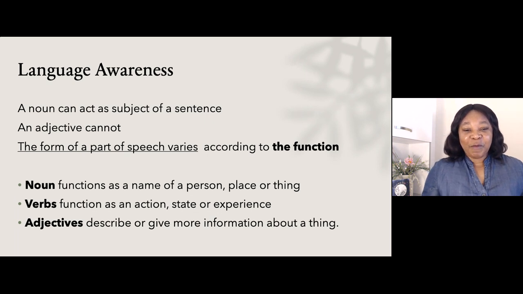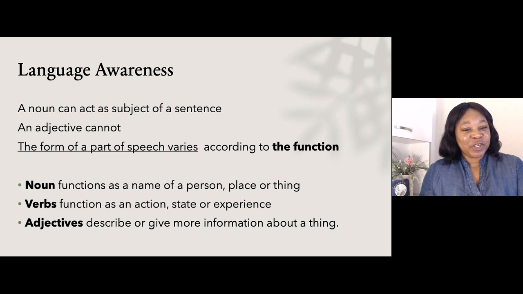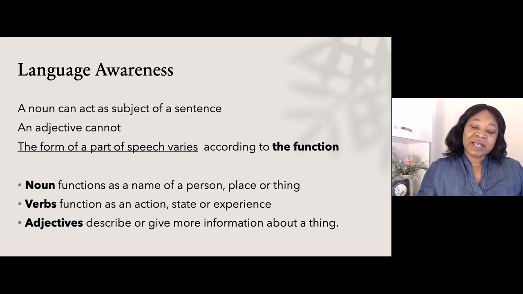So the form of a part of speech varies. The same word could be a noun, it could also be a verb, it could also be an adjective. So, how do we know what part of speech a word is? It could be according to the function, how that word functions, or some people can look at it in terms of structure. Okay, so I'm going to show you what exactly I mean.